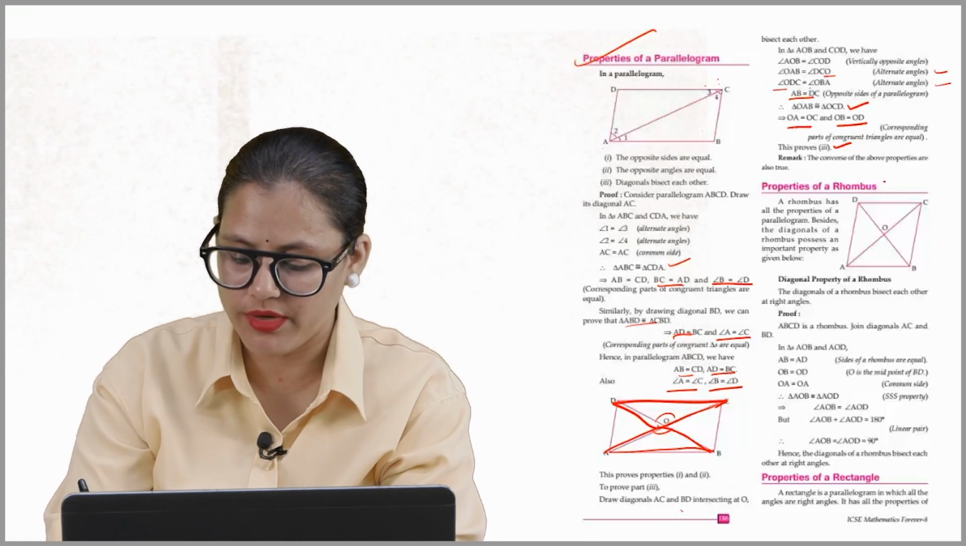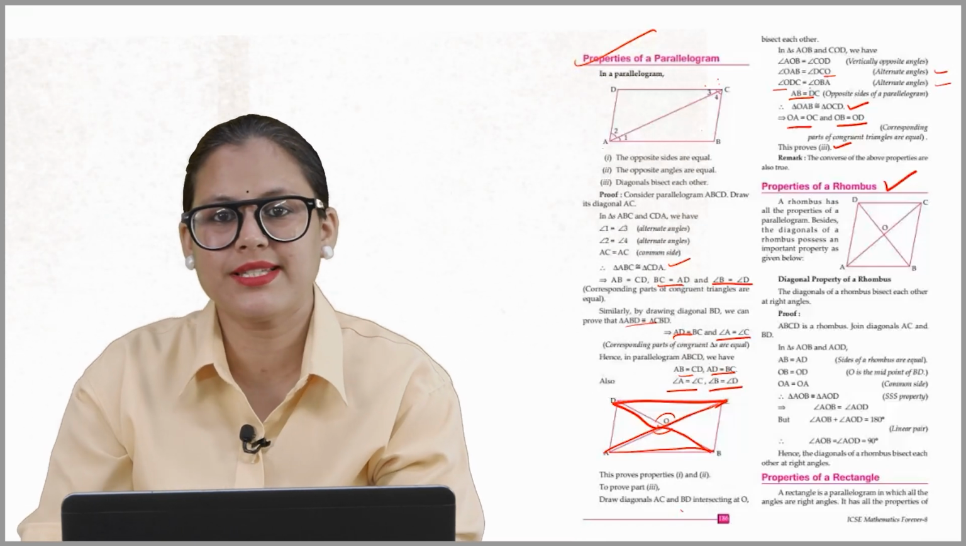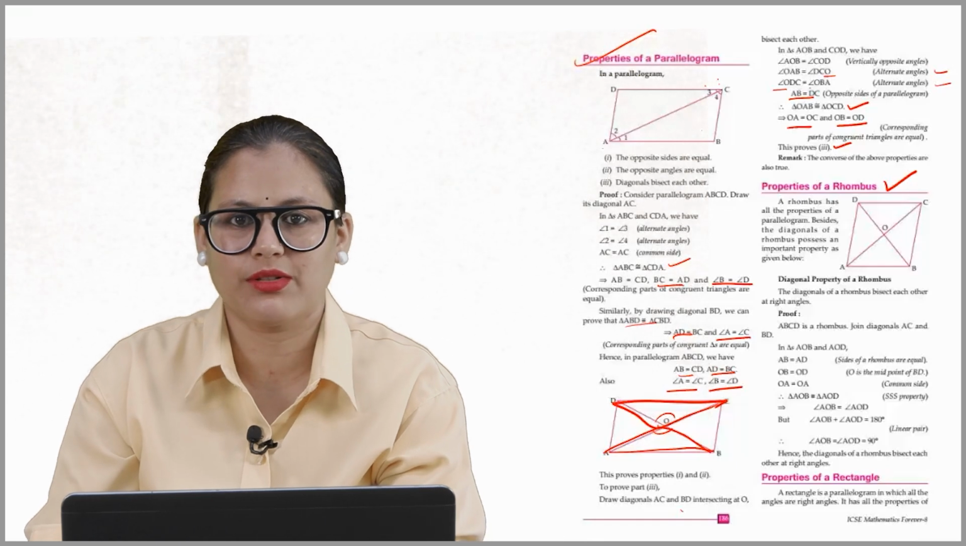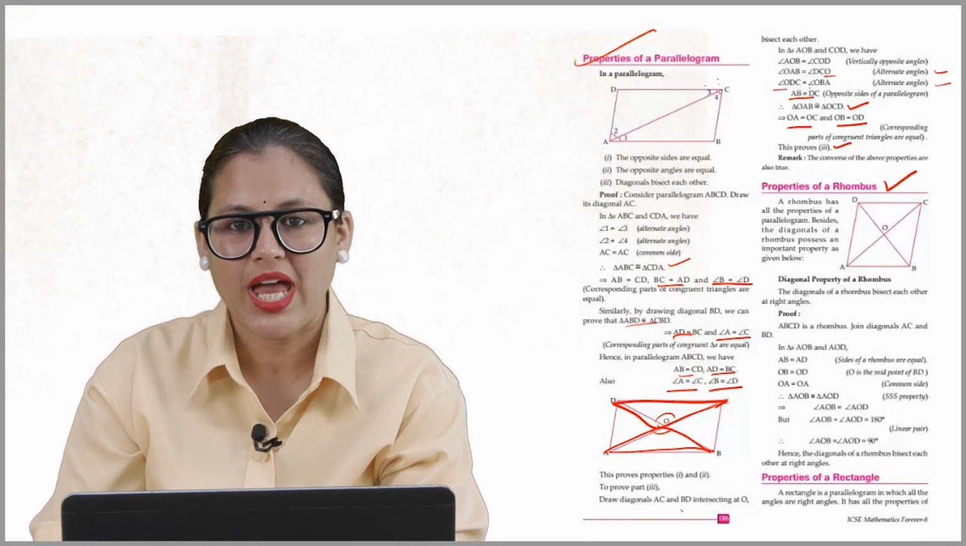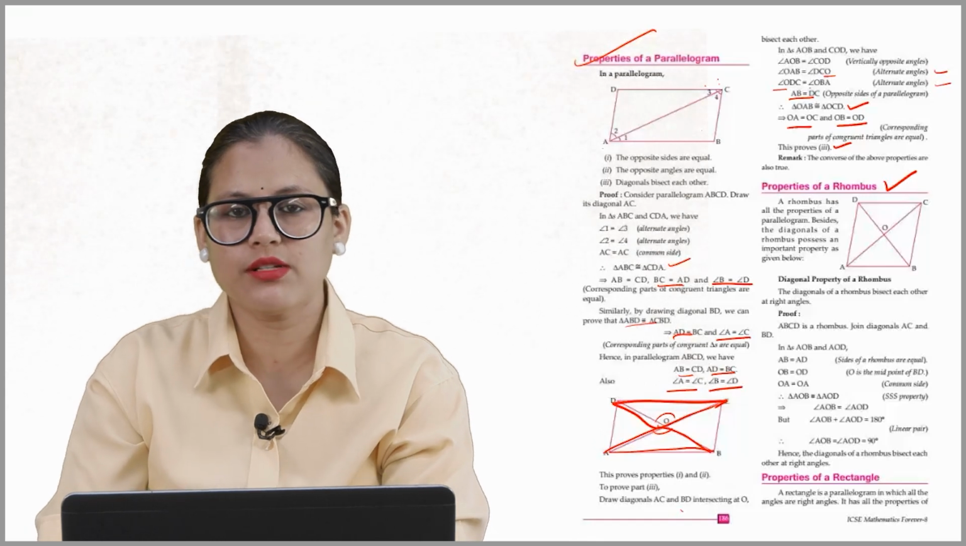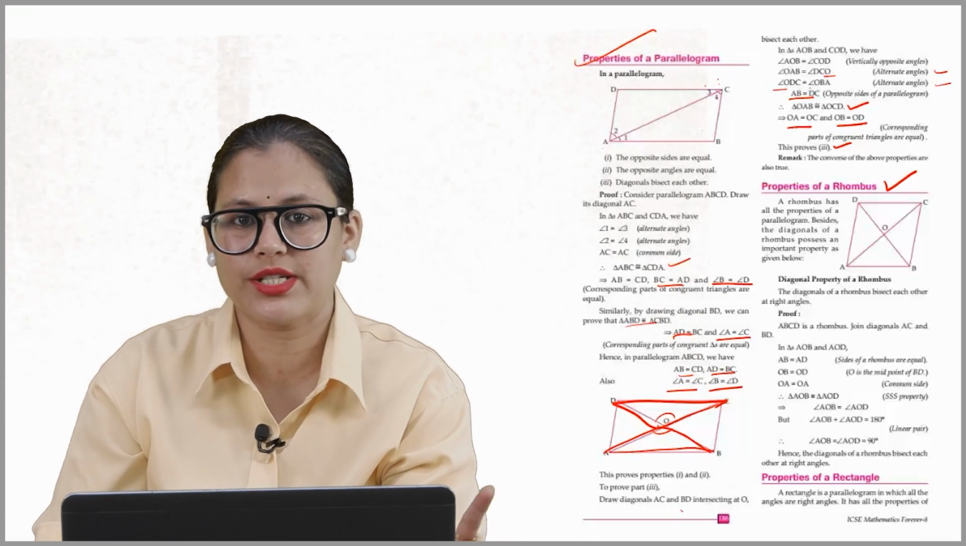Now, properties of a rhombus. A rhombus has all the properties of a parallelogram. Besides, the diagonals of a rhombus possess an important property as given below. Diagonal property of a rhombus. The diagonals of a rhombus bisect each other at right angles.